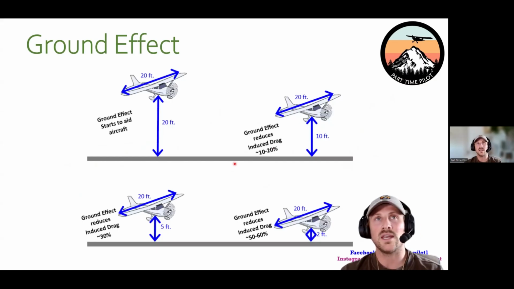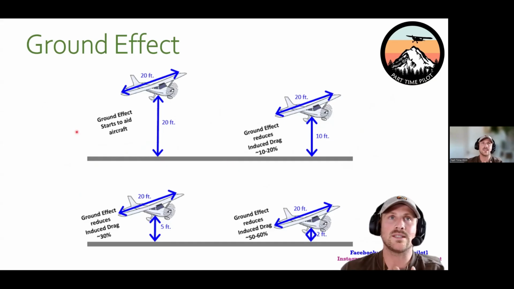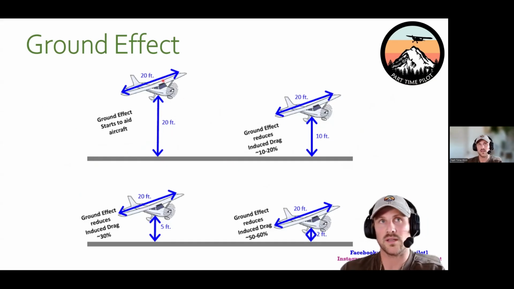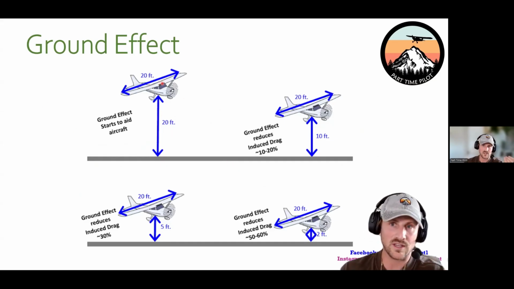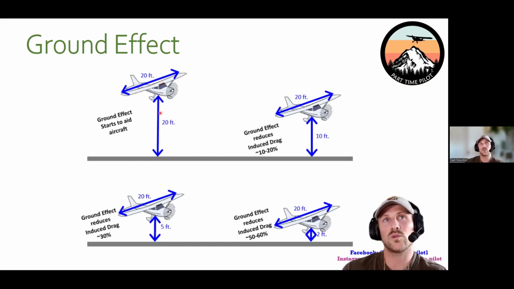They usually say that ground effect starts at a distance equal to your aircraft's wingspan. So if your aircraft's wingspan is about 20 feet, which is about what our trainer aircraft are, once we're 20 feet above the ground, we start to feel the effects of ground effect. Once you're about 10 feet, it reduces the induced drag by about 10 to 20%. Within 5 feet, 30%. And then at 2 feet, about 50 to 60%.